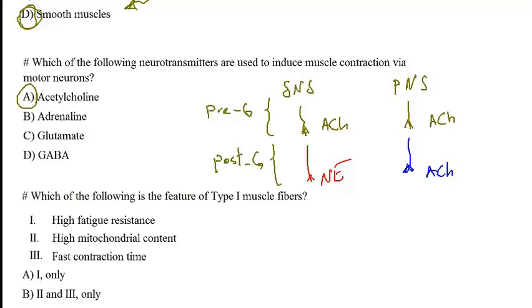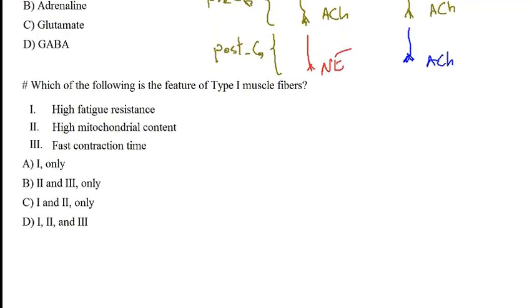And then the final question is, which of the following is the feature of type 1 muscle fibers or red muscle fibers? They are highly fatigue resistant. That's correct. They have high mitochondria content. That's correct. They also have high myoglobin content because they rely on aerobic respiration. And then fast contraction time, that would be incorrect. Because we just discussed, in comparison to white muscles of, for instance, a cheetah, that is much faster than our red muscles. The type 1 muscles have a slow contraction time.